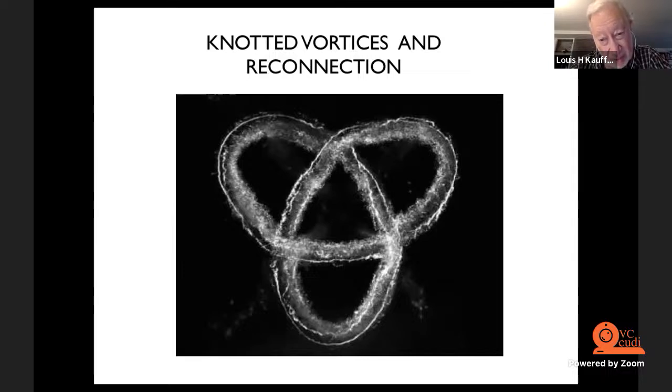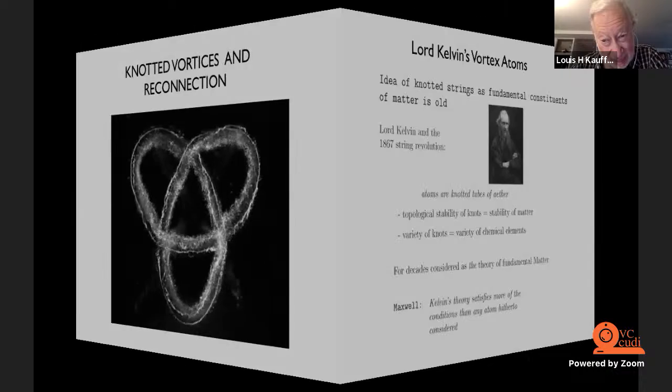But people continued to study the possibility of knotted vortices in fluids, but it wasn't until 2012 when Irvine and Kleckner actually produced knotted vortices in water by an experiment. And this is a photograph of one of their knotted vortices. So I wanted to tell you or remind you how they did that.